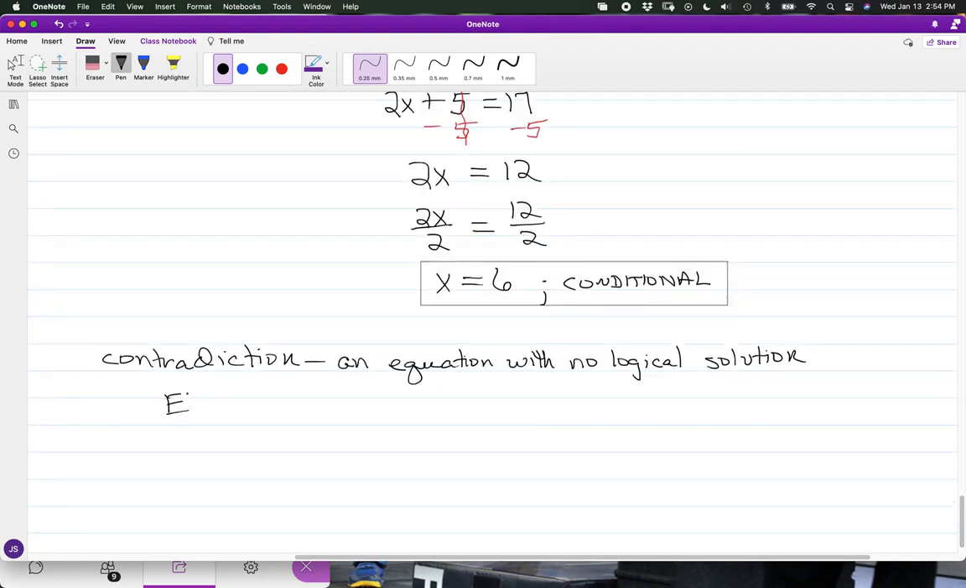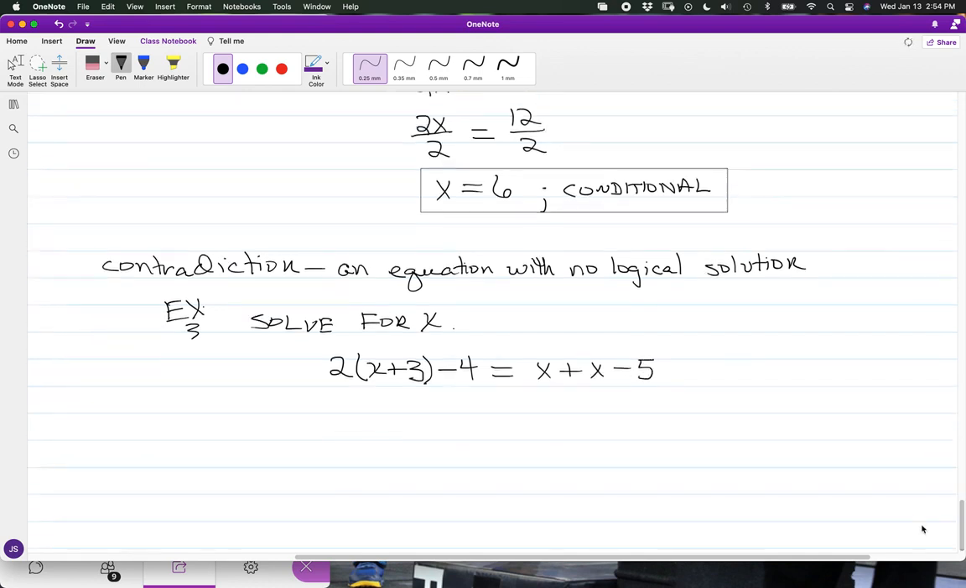Okay, and let's say, once again, we're trying to solve for x, and we'll say that we have 2 times the quantity of x plus 3, and say we have minus 4 is equal to x plus x minus 5. Okay, so you're looking at the value or values of x where both sides of the equation will be equal.